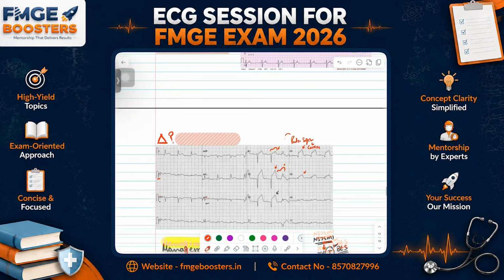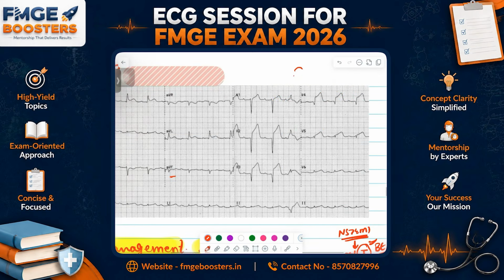Now tell me about this one. Tell me this ECG now. Look at V1, V2, do you see this? Convexity, convexity, V2, V3, V4, right? Tell me what is the answer here?